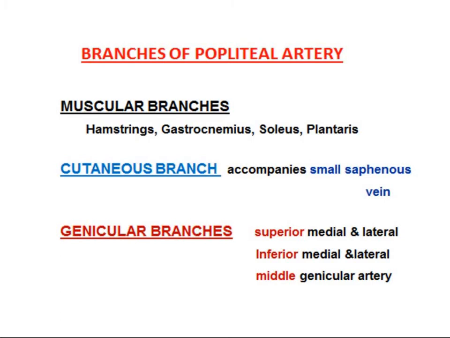Cutaneous branches that will accompany the small saphenous vein. Then the genicular branches: superior medial and lateral, inferior medial and lateral genicular branches, and the middle genicular artery.